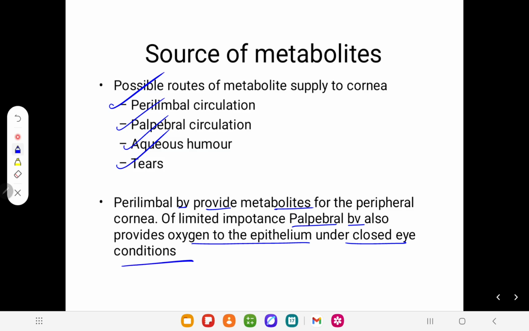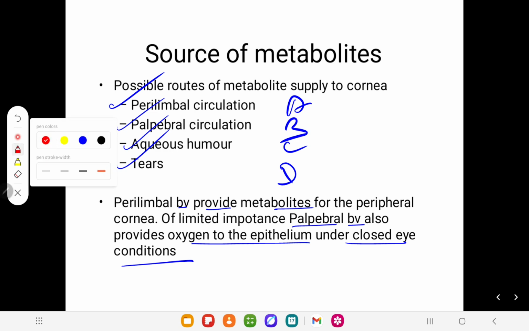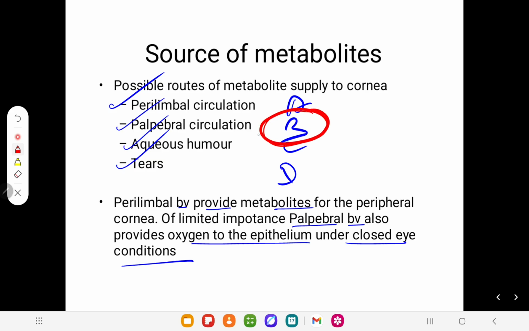So I have already told you, if there is an MCQ like A, B, C, D, under closed condition, which of the following structures gives the maximum oxygen to the cornea? Then just do this. Okay, palpebral conjunctival circulation, that's very important when the eye is closed. Okay, so I think you got the concept.